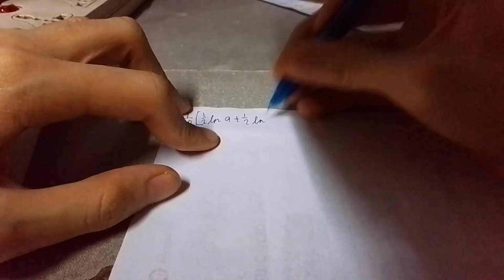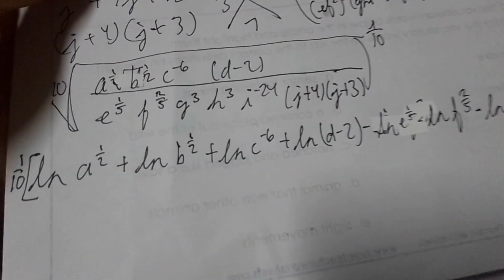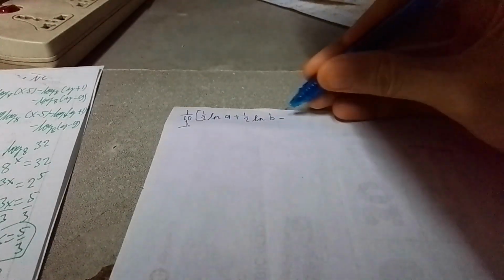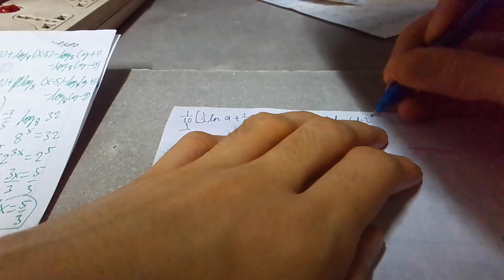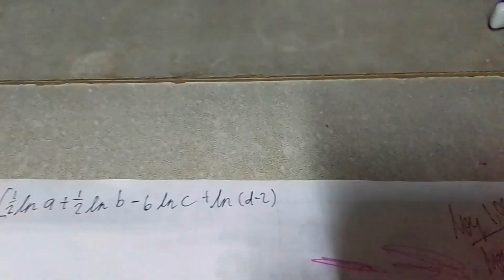Plus 1/2 ln B. Diba? You remember the B is being raised to the 1/2 power. So therefore, ang ginawa namin, we let it slide. And then you -6. So therefore, minus 6 ln C. Diba? And then we have ln of D minus 2. Diba? Any more? We have minus 1/5 ln of E. Minus, remember, 2/5 ln of F.